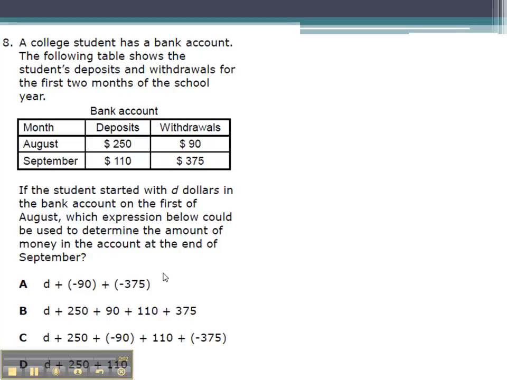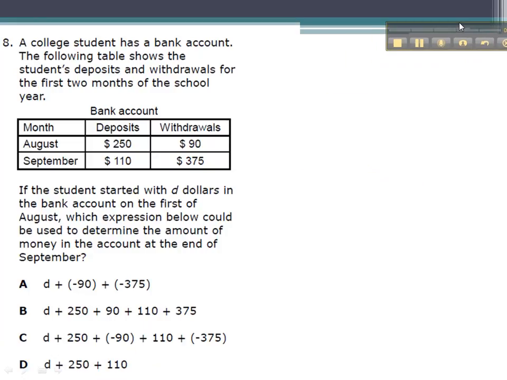Problem 8 on the review for the first 6 weeks test says a college student has a bank account. The following table shows the student's deposits and withdrawals for the first 2 months of the school year. So we have this table of data, deposits and withdrawals. If the student started with D dollars, and D just represents some number, we'll talk about that in a second. If the student started with D dollars in the bank account on the 1st of August, which expression below could be used to determine the amount of money in the account at the end of September?